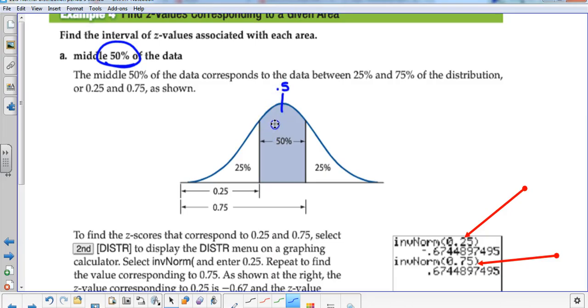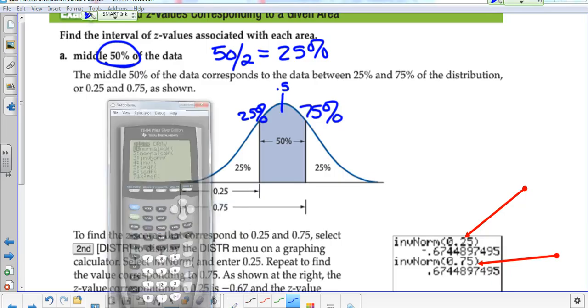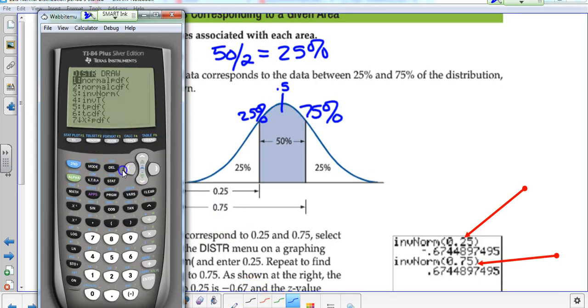This was the halfway. We want to go 25 each way because we want the middle 50%. So 25% each way. 50% minus 25 is 25. 50% plus 25 is 75%. All right, this will give us the z value, z-score. If we go to second vars and down to inverse, the lowest 25% would be the area under the curve at 0.25. So we're just going to put 0.25, leave this 0 and 1, and we get negative 0.67.